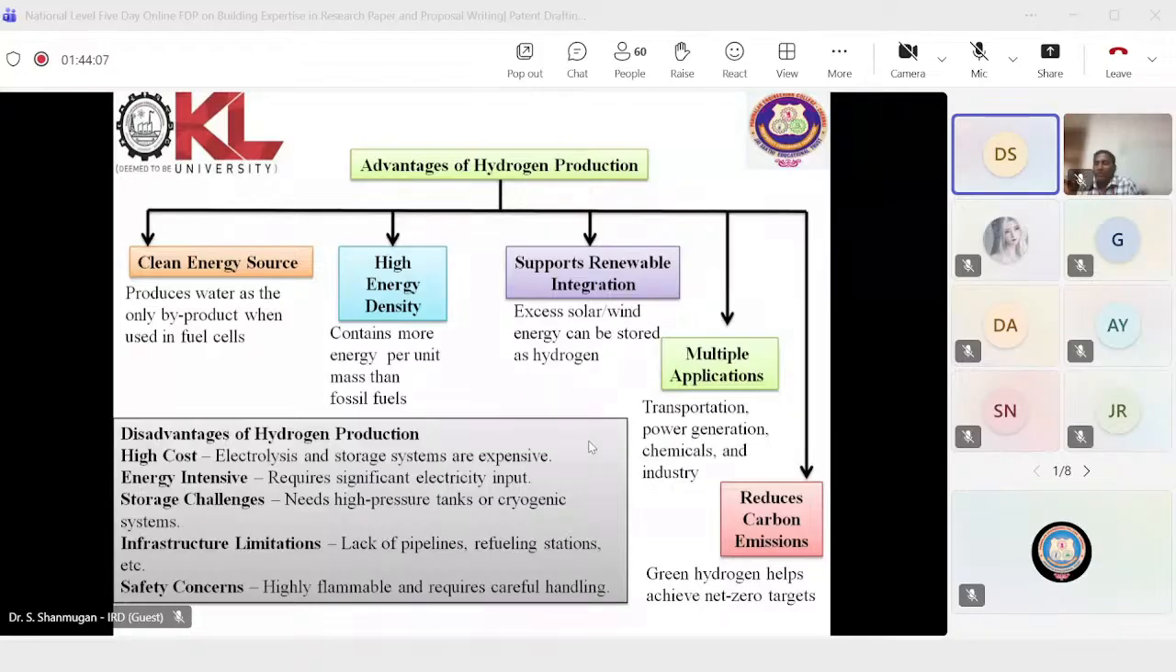Coming to the other side, based on all of this, some disadvantages are also available. The disadvantages are high cost and energy intensity, storage challenges, infrastructure limitations, and safety considerations. These are the concerns, so you can use some conservation energy sources, either renewable or non-renewable energy.